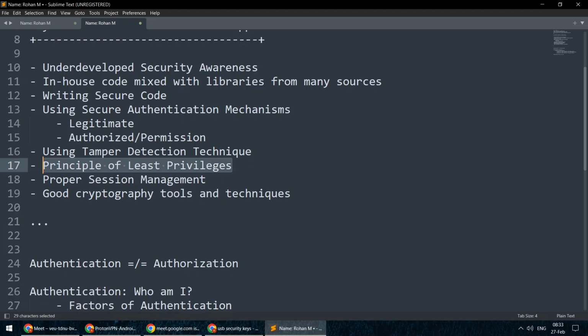It will be helpful for you in Android pen testing, cloud pen testing, web pen testing, network pen testing. In all of them, we have this principle. That is the principle of least privileges.